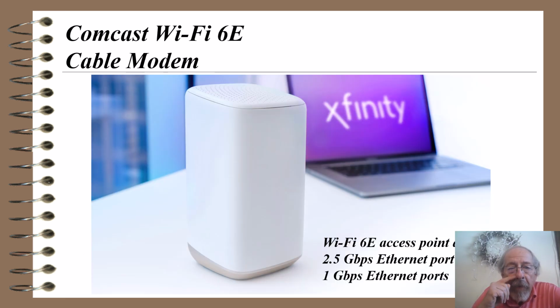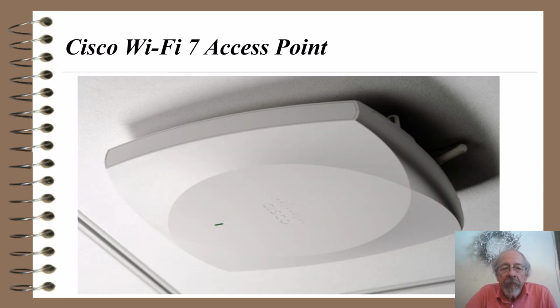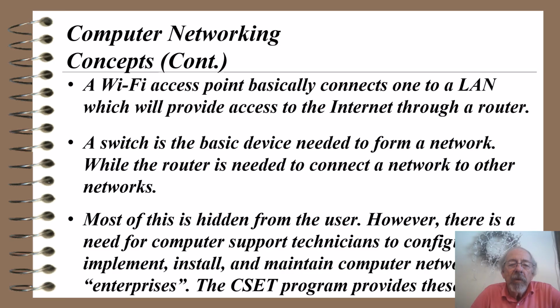So here's a picture of a Comcast Wi-Fi 6E cable modem. So Wi-Fi 6E access point and one 2.5 gigabit per second Ethernet port, and three 1 gigabit per second Ethernet ports. That's what you get in the back of that cable modem. Here's a Cisco Wi-Fi 7 access point mounted on the ceiling. So a Wi-Fi access point basically connects one to a LAN, a local area network, which will provide access to the internet through a router.